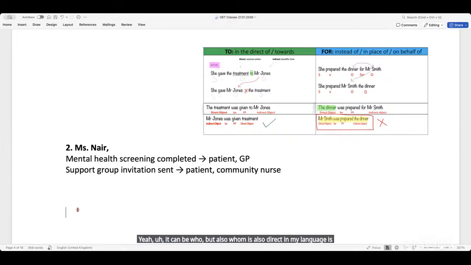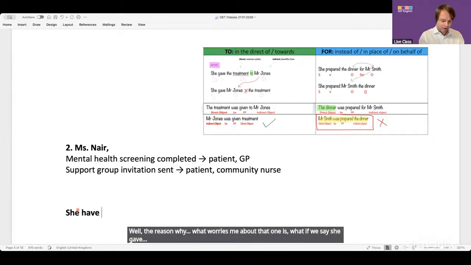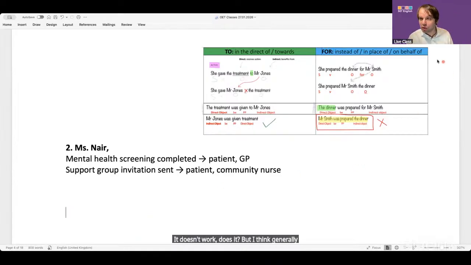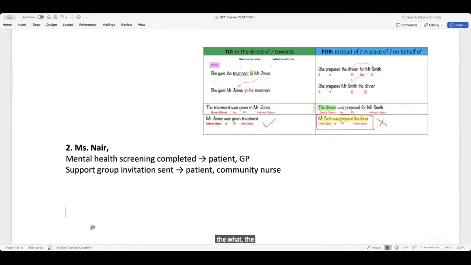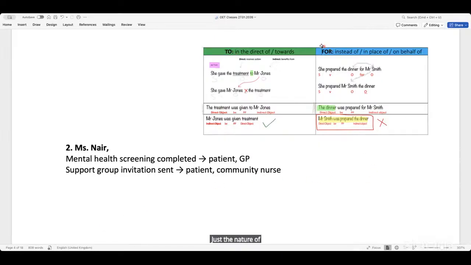It's difficult. Well, what worries me about that one is what if we say she gave her to him? Now everything is who. It doesn't work, does it? But I think generally, guys, the thing is usually the direct object and the person is usually the indirect object. Just the nature of the prepositions themselves.